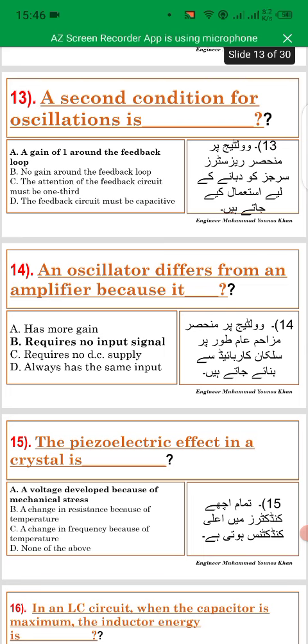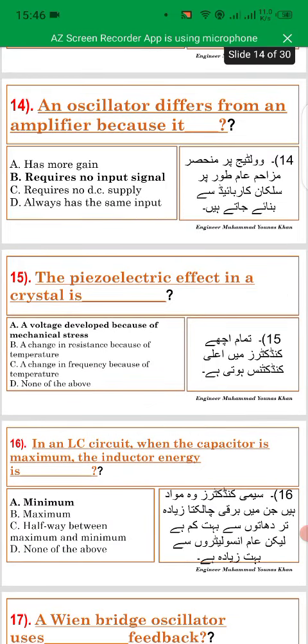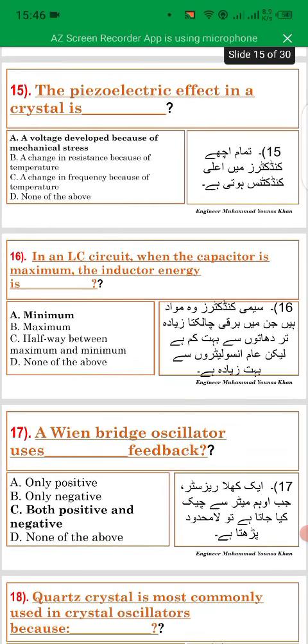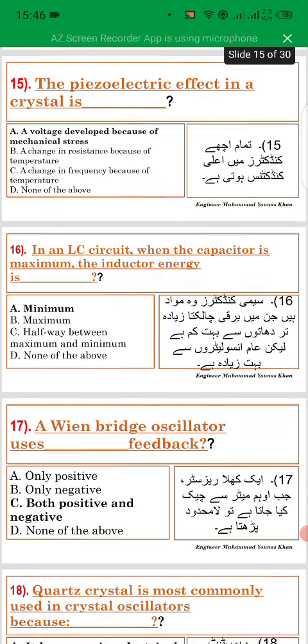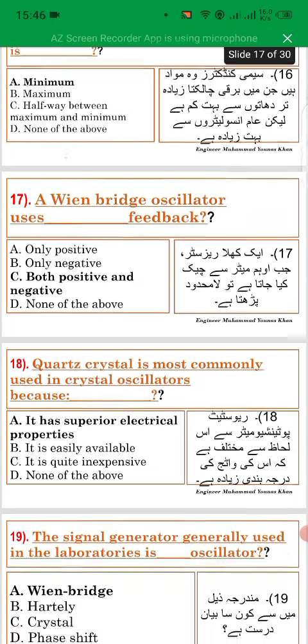The second condition for oscillation is a gain of 1 around the feedback loop. An oscillator differs from an amplifier because it requires no input signal. The piezoelectric effect in a crystal is a voltage developed because of mechanical stress. In an LC circuit, when the capacitor energy is maximum, the inductor energy is minimum.